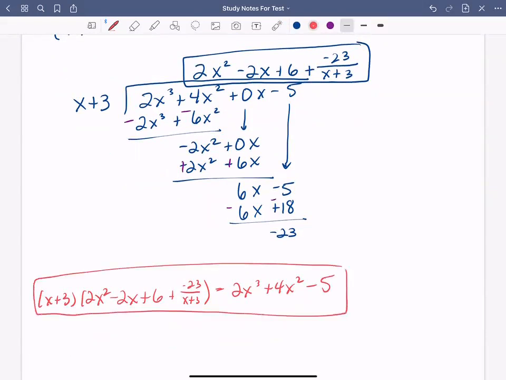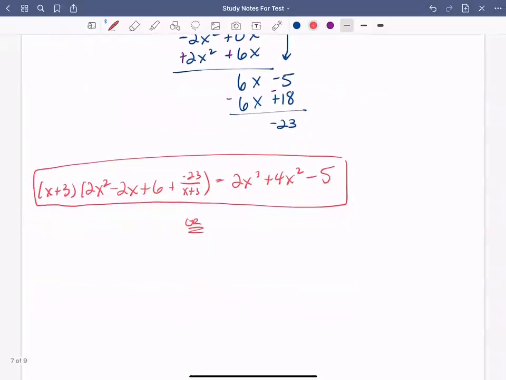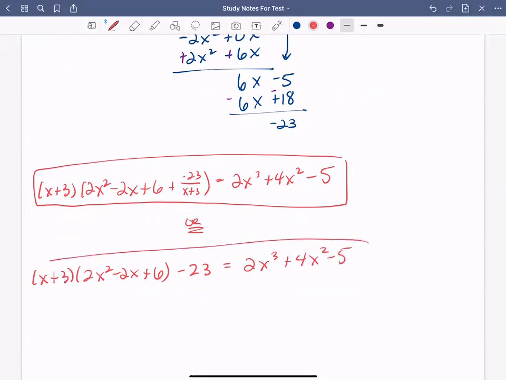This is one way of writing it. Another way of writing it, because you have a remainder, you can write the remainder on the outside of the quotient. So it looks something like this. We have x plus 3, that doesn't change, times 2x squared minus 2x plus 6. We close the parenthesis, and then we just write minus 23 because that was our remainder. Equal to 2x cubed plus 4x squared minus 5. One of these two is sufficient. They are equivalent to each other.